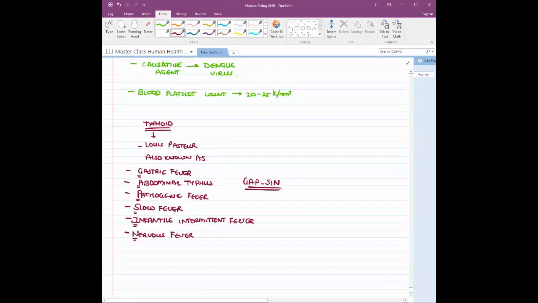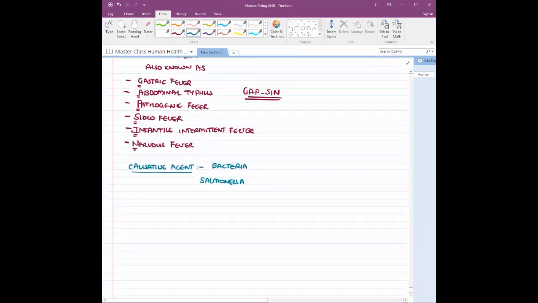Okay, but now who is the causative agent for this? Let's try to see. The causative agent, guys, is a bacteria. And what is the name of this bacteria? This is Salmonella typhi. But there are different versions of this. So let me tell you who these are. As I told you, the main causative agent is going to be Salmonella, but there are different types of Salmonella. First, we're talking about Salmonella typhi.